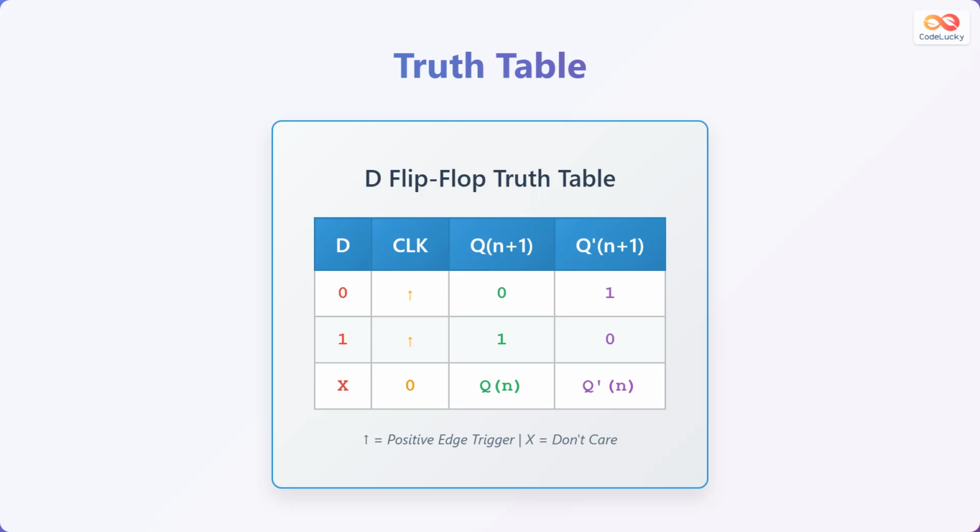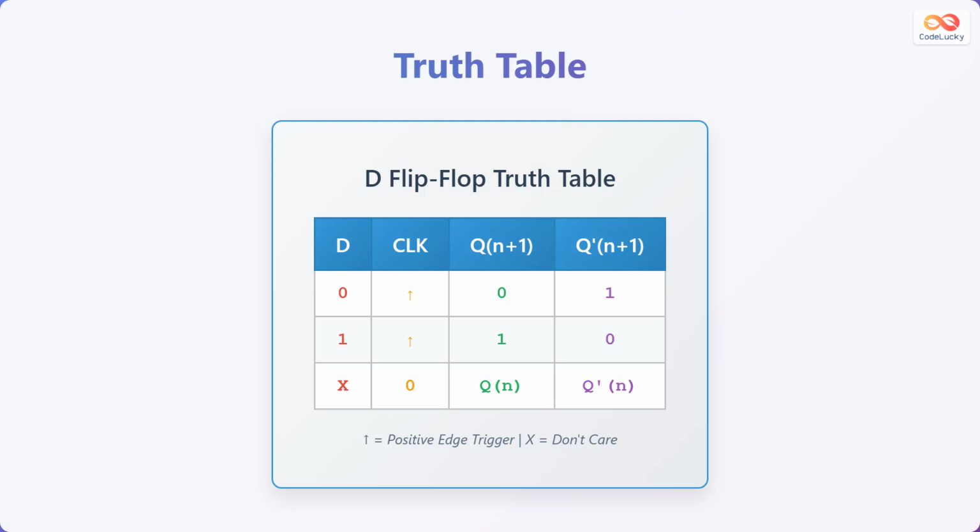The truth table illustrates the behavior of the D flip-flop. The table consists of 4 columns labeled as D, CLK, Q of n plus 1, and Q prime of n plus 1. When the D input is 0 and the clock input transitions from low to high, which is represented by an upward arrow, the output Q of n plus 1 becomes 0 and Q prime of n plus 1 becomes 1. Similarly, when D is 1 and the clock transitions from low to high, Q of n plus 1 becomes 1 and Q prime of n plus 1 becomes 0.